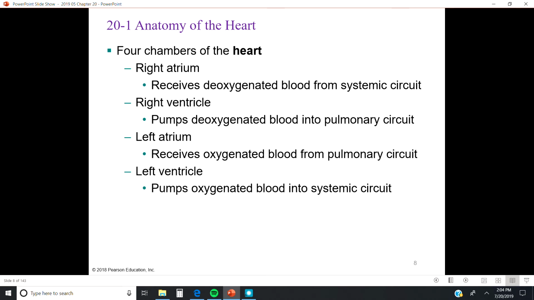Okay, so it's good to just kind of separate the heart left and right. On the right, it's going to be the deoxygenated side. On the left, it's going to be the oxygenated side.